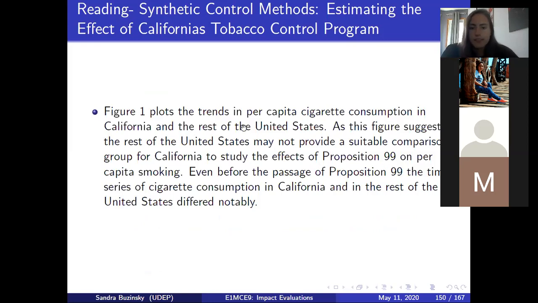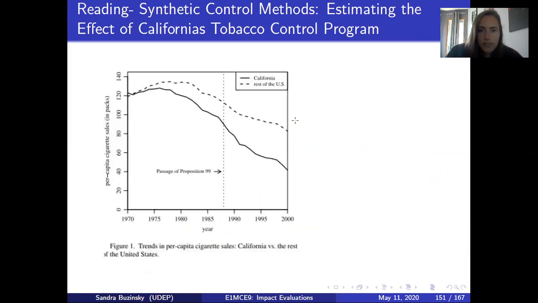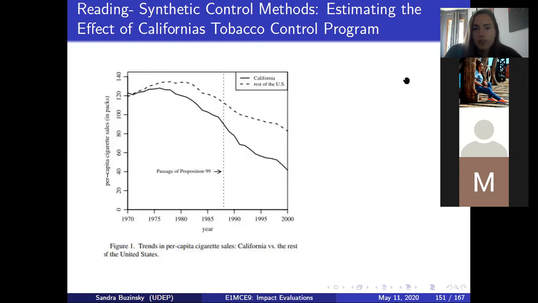So figure 1 plots the trend in per capita cigarette consumption in California and the rest of the US. So let's do this. So this is figure 1. It's showing us per capita cigarette sales, California versus the rest of the US. So what do you guys observe based on this trend line? So it's from 1970 to 2000. I don't know. So do you think that they trend similarly? Any comments in general that you would like to make?